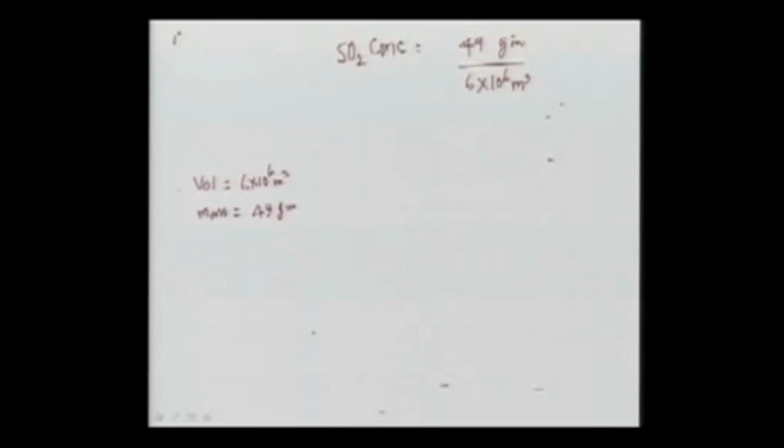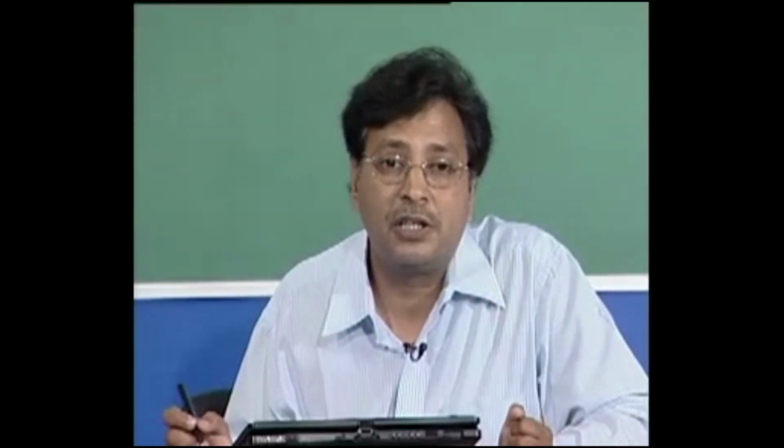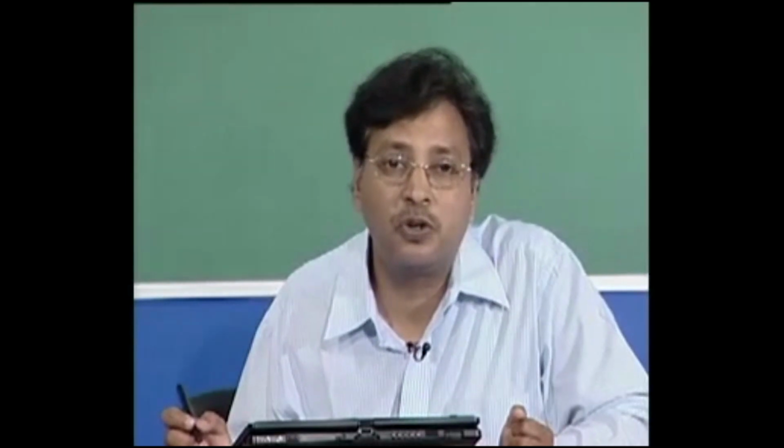I can convert this microgram, this gram into micrograms, so that strikes off. So I simply have 49 divided by 6 is the concentration per meter cube. Okay, but this is not the final concentration. If you recall, our concentration is changing, because the meter cube is changing. The 1 meter cube is different.